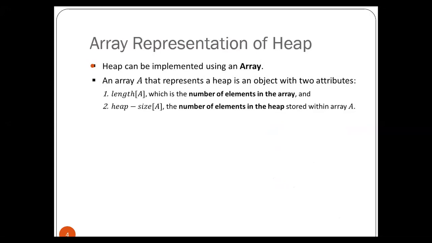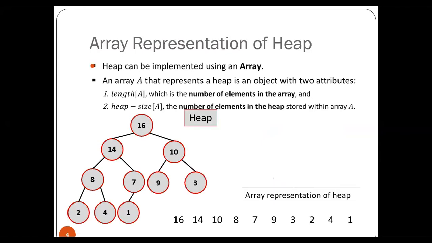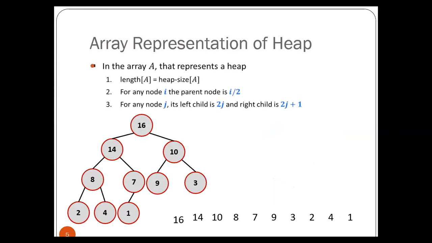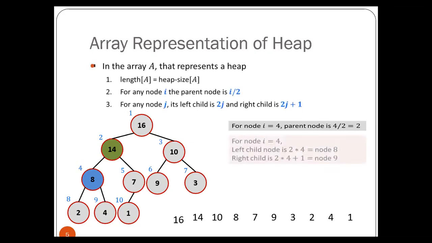So I told you how to represent it in the form of an array. See, 16, 14, 10, these are all nodes, numbered from 1 to 10. So for i equal to 4, 4's parent is 2 because the parent lives at position i by 2. So it is 2. The left child would be 8 and the right child would be 9. This is how it is done.